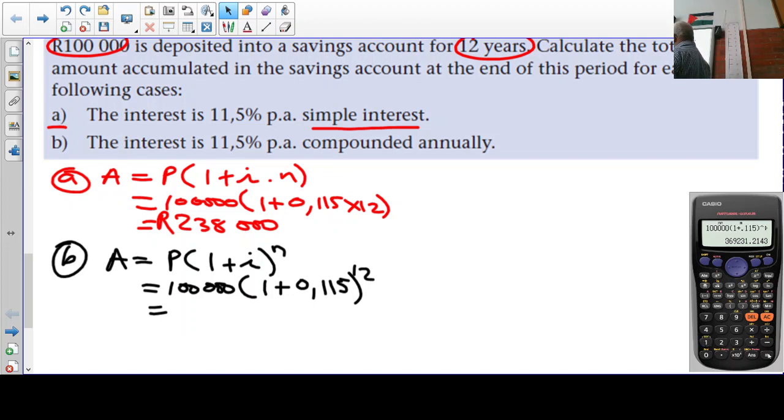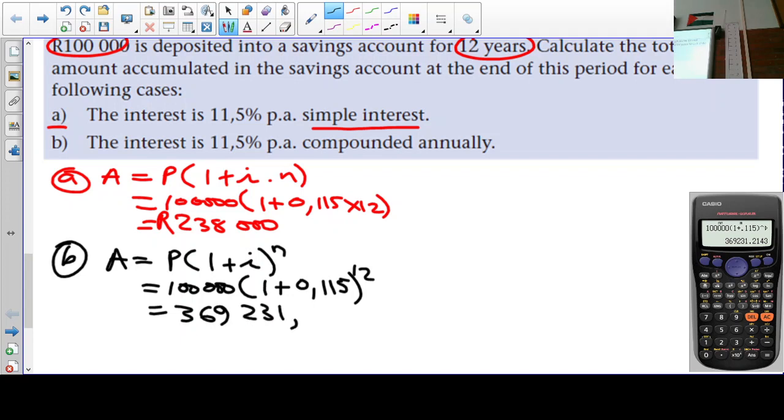To the exponent 12. Thank you. And that gives us 369,231.21. You see how much more you're getting on a compound interest investment.